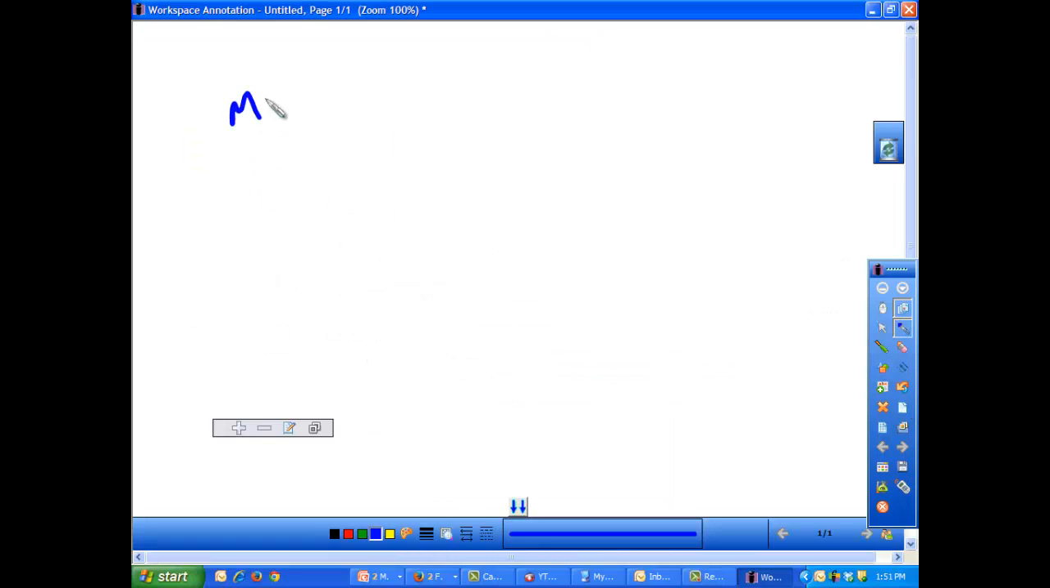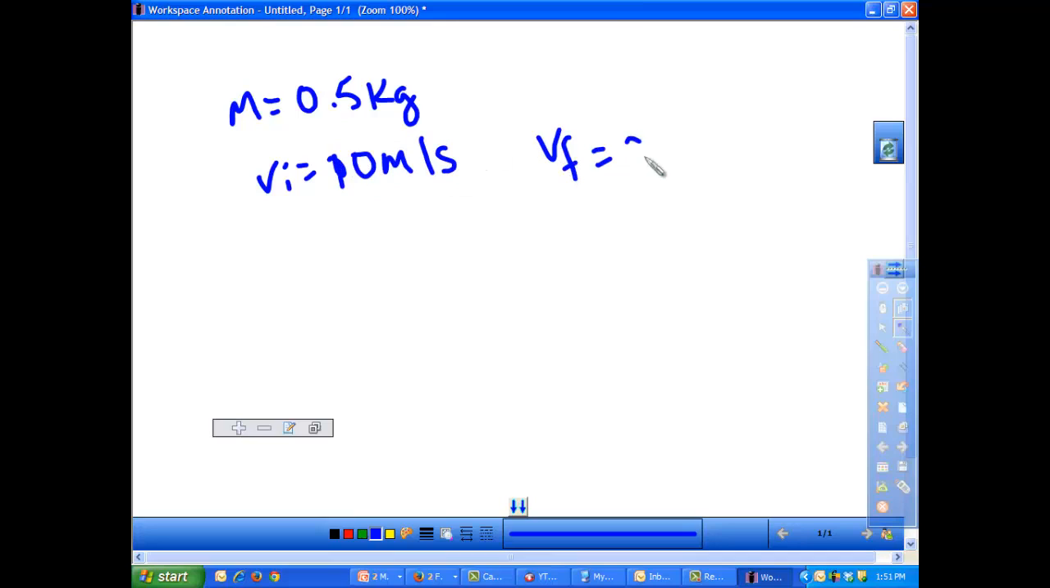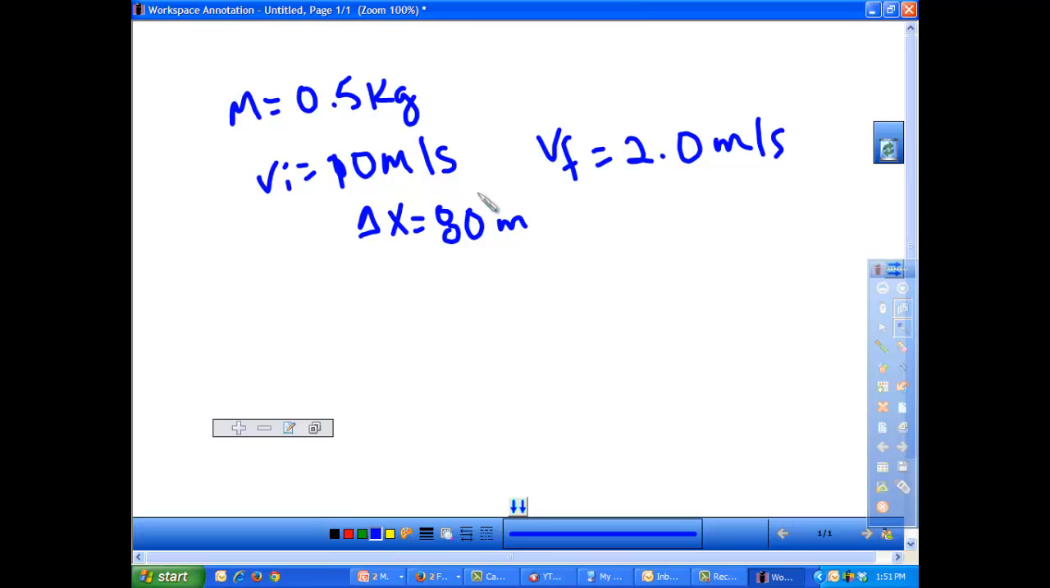So we have a hockey puck that has a mass of 1/2 kilogram, and it has an initial velocity of 10 meters a second. And it slows to 2 meters a second over a distance of 80 meters. So the problem wants us to figure out what is the frictional force on the hockey puck, and then what is the coefficient of kinetic friction between the puck and the ground? So the first thing we're going to do is draw a free body diagram. Here is the hockey puck.